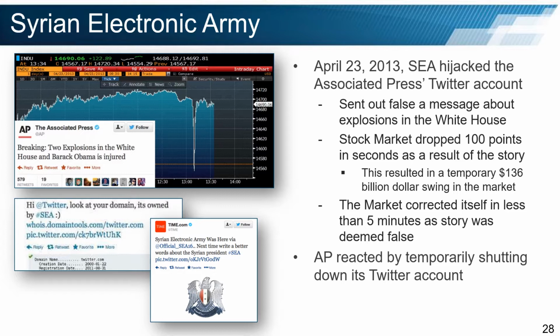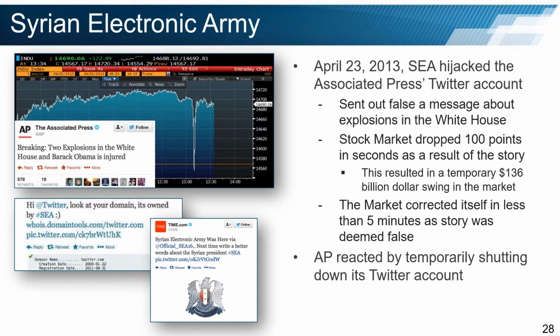On April 23, 2013, the SEA achieved its most successful attack to date when it hijacked the Associated Press's Twitter feed. What made the attack stand out was not the compromising of the account, but rather the use of the account to release a false and explosive story to the public, claiming the White House had come under attack and that the president had been wounded.